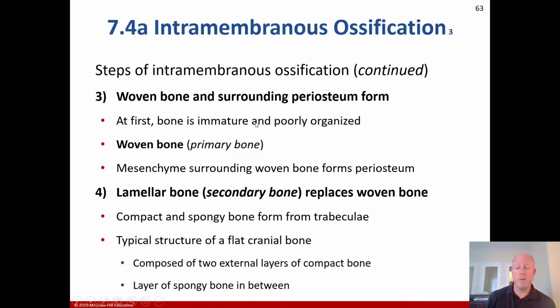At first, bone is immature and poorly organized. Woven bone is primary bone, and the mesenchyme surrounding woven bone forms the periosteum. Lamellar bone, secondary bone, replaces that woven bone, and the compact and spongy bone then forms from the trabeculae. This is the typical structure of a flat cranial bone, for example, composed of 2 external layers of compact bone with a layer of spongy bone in between.